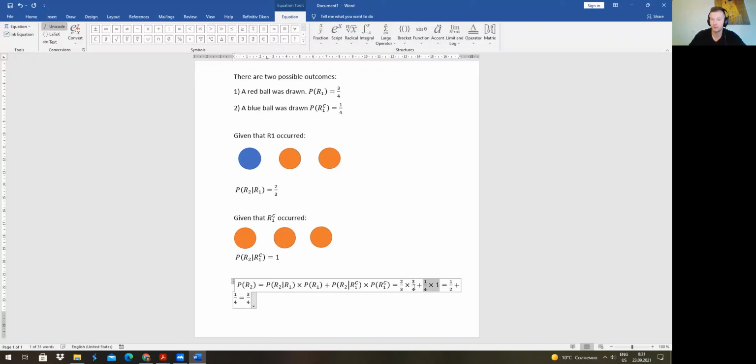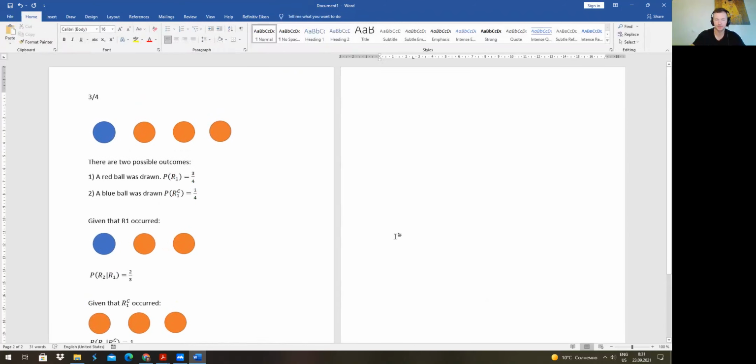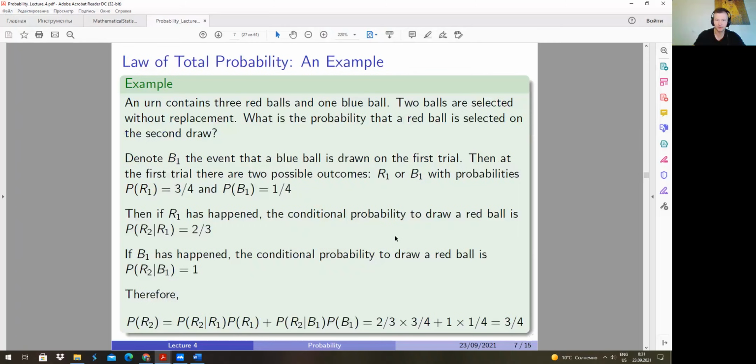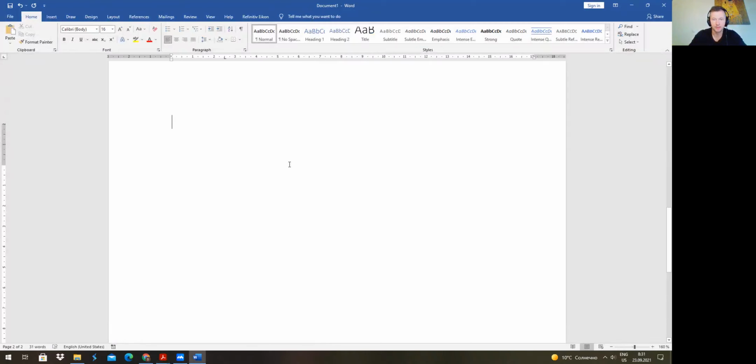Not sure how clear this was, or not. Let me give you another example, maybe. Okay, let me give you another example. So what do we have here? Yeah, we have Bayes' rule. Okay, so let me give you this. Maybe it would be better to understand the idea of why we are doing this.